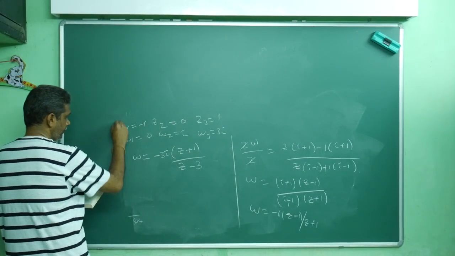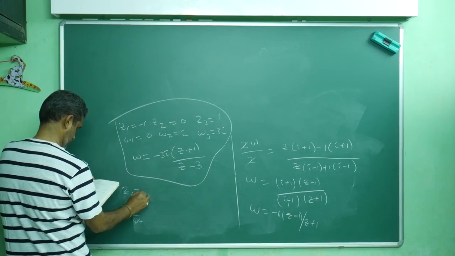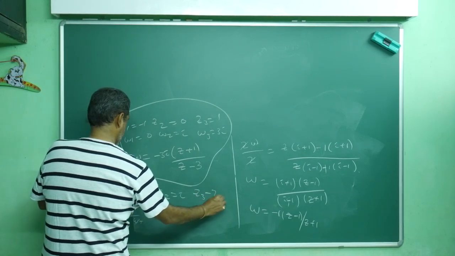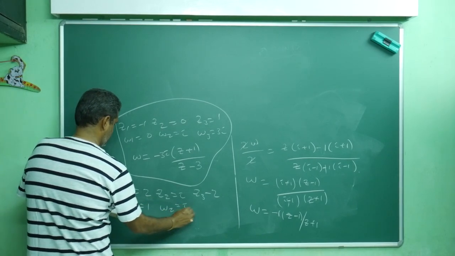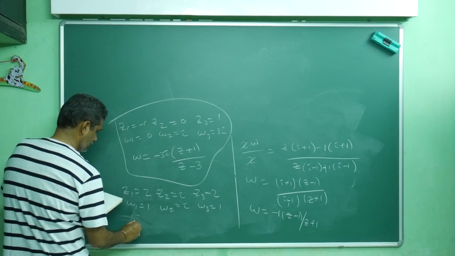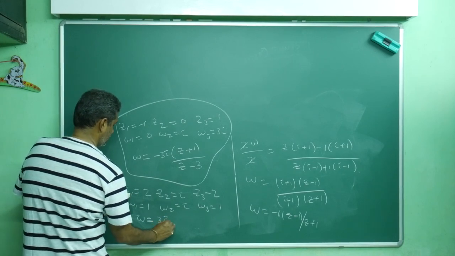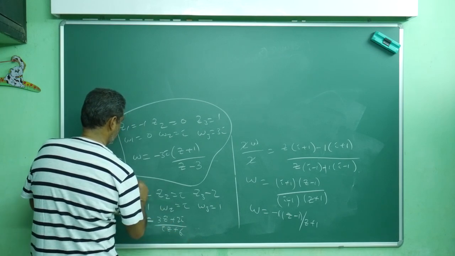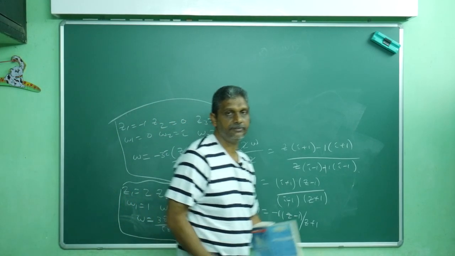Then Z1 is equal to 2, Z2 is equal to I, Z3 is equal to minus 2, W1 is equal to 1, W2 is equal to I, W3 is equal to minus 1. Then the transformation W is equal to, I am just giving the answer, you can find out, 3z plus 2i by iz plus 6. Try yourself. Then some points may be infinite, I will do that later.